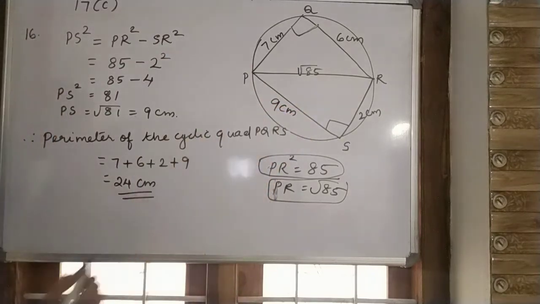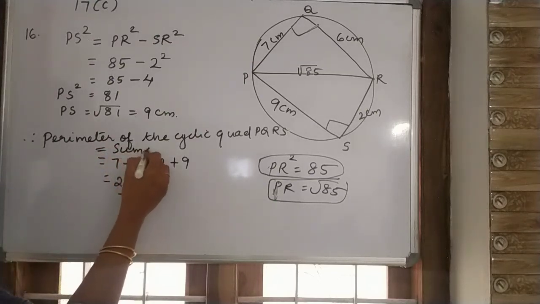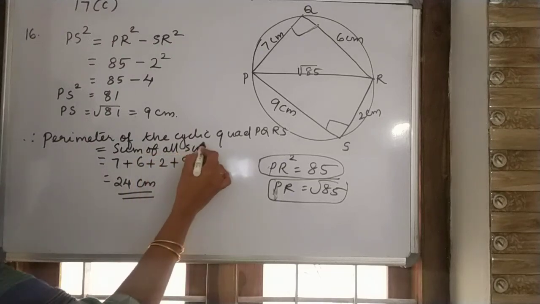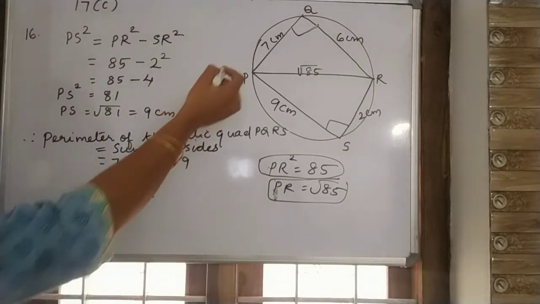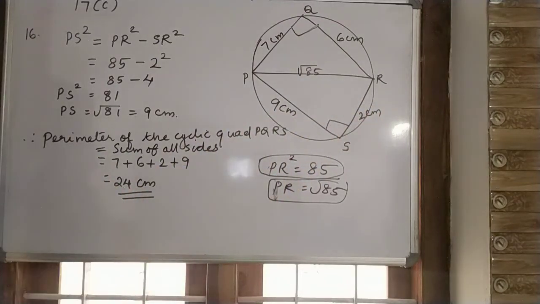We want to find the perimeter of the cyclic quadrilateral PQRS. Perimeter means sum of all sides. So all the sides, 7 plus 6 plus 2 plus 9, which is equal to 24 centimeter. So perimeter of the cyclic quadrilateral PQRS is equal to 24 centimeter.